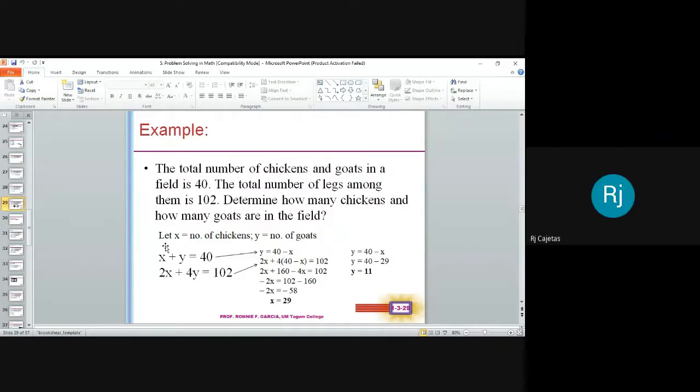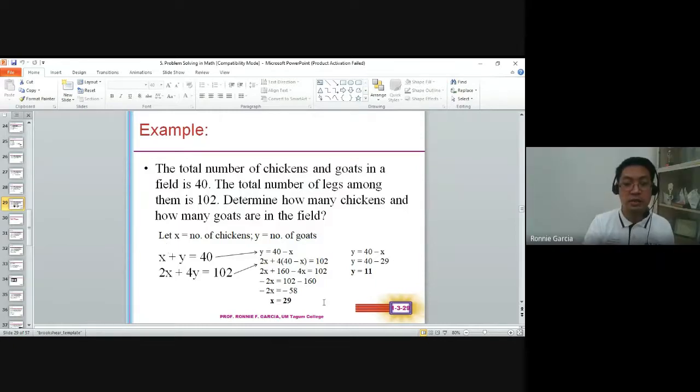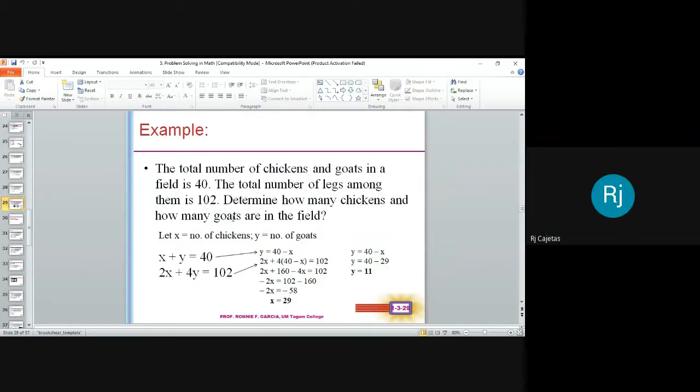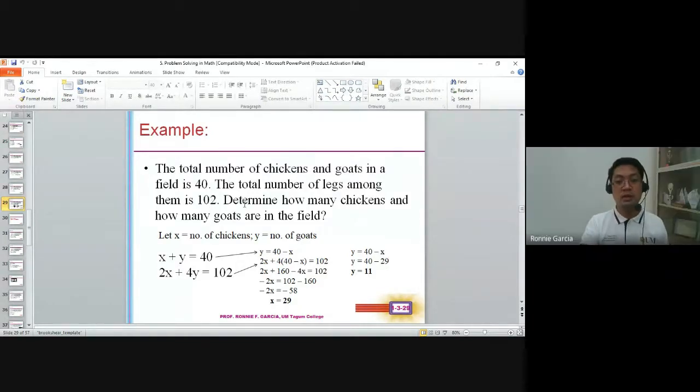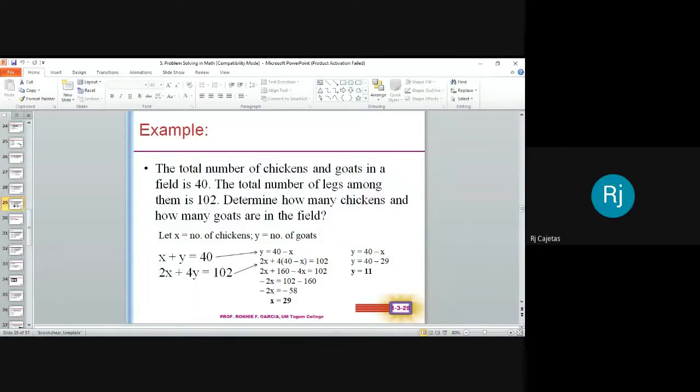So if we will i-look back na po nato, ato na pong i-add. 29 plus 11, 40. 29 kabuk chicken times 2, 58. 58 ka legs. 11 kabuk goats times 4, 44. So 58 plus 44, 102. So nakuha nato ang legs nga 102 with this number. Nakuha po nato ang 40 nga total. Kay 29 lang sila ka chicken, 11 ka goats. That is how you solve that kind of problem.